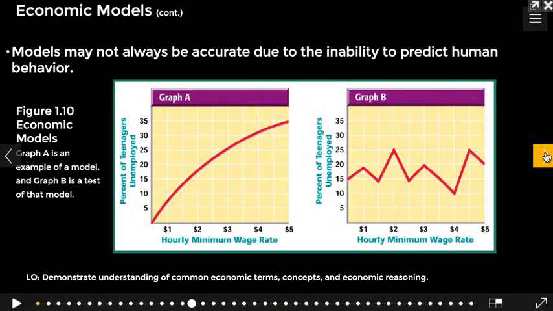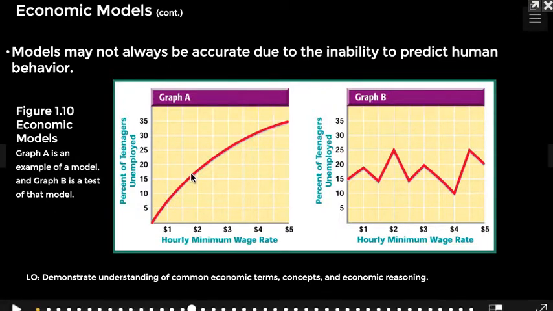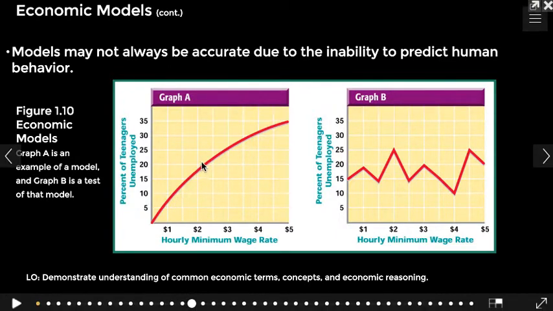If you look at example figure 1.10, you have a graph. Graph A is an example of a model, and graph B is a test of that model. And so you can see here in the model, what they predict is the percentage of teenagers that are unemployed. And here's the hourly minimum wage rate.